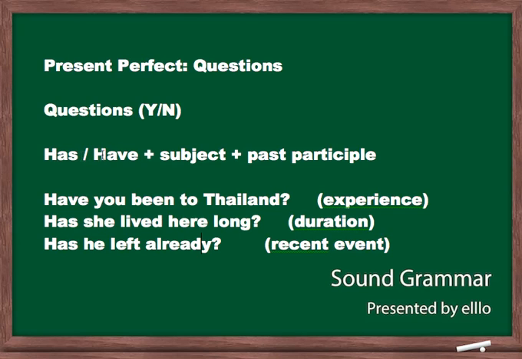So here, has, have, plus subject, plus past participle. So it would be, have you been to Thailand? Or has she lived here long? Or has he left already? So that would be for yes/no questions.